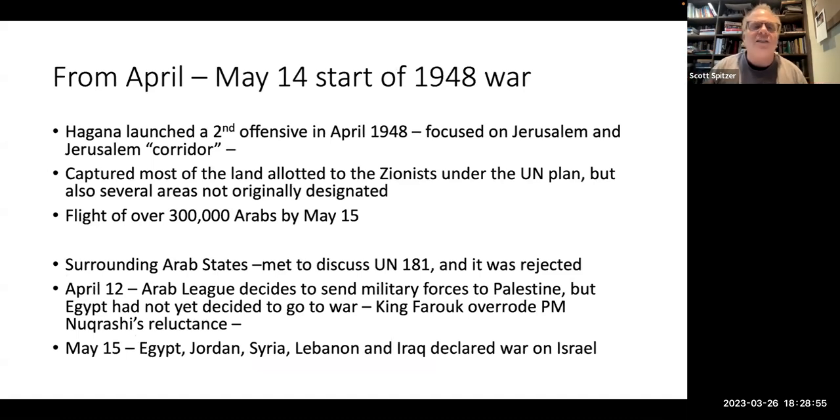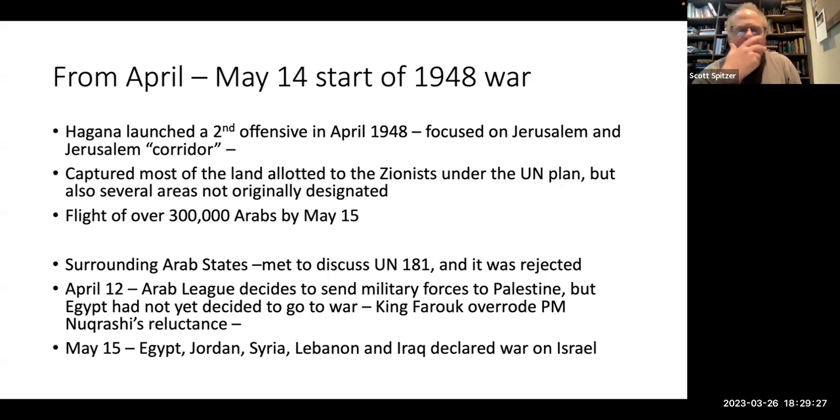Now, about 300,000 Arabs leave the country, leave Jaffa, leave Tel Aviv, leave Jerusalem, right? This is part of the beginning of the refugee crisis, the Nakba that the Palestinians perceive. Now, the Arab states are sitting around talking, trying to figure out what they want to do about UN Resolution 181, and the Arab League decides that they're going to send a military force into Palestine.